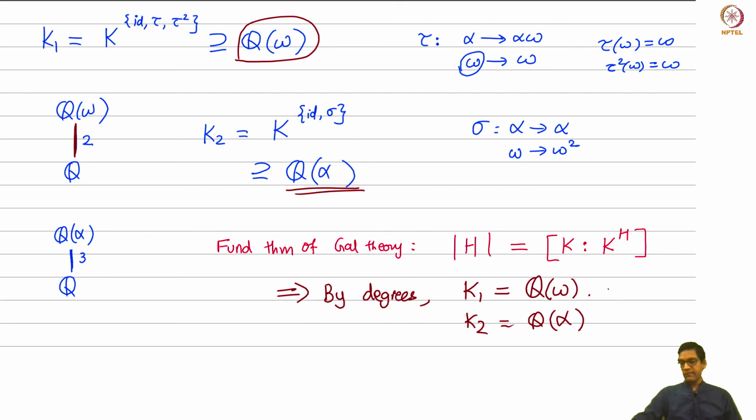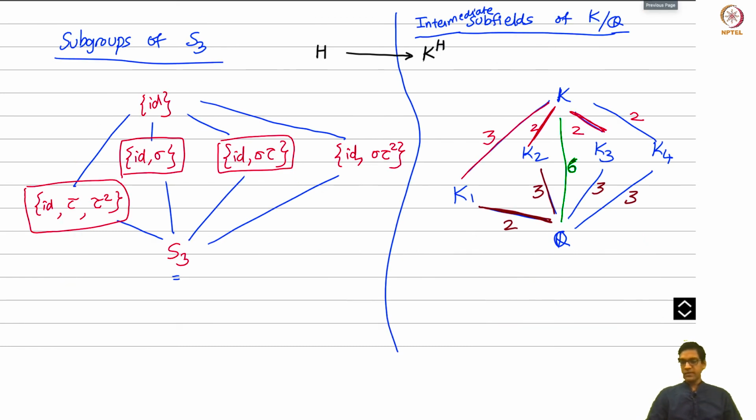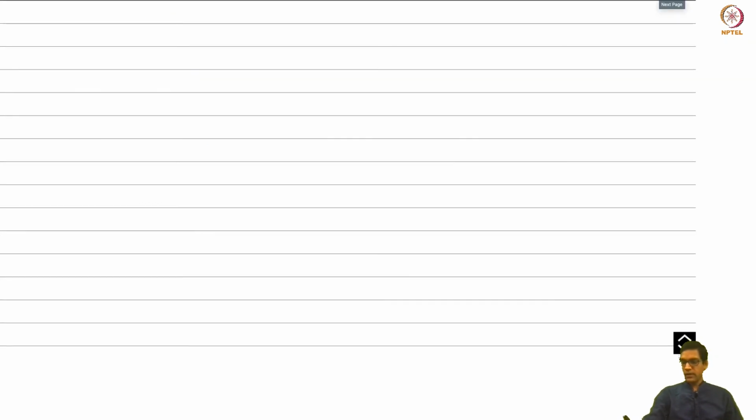Similarly, if you look at the other two fields, K3 will be Q of alpha omega, and K4 turns out to be Q of alpha omega squared. So these are all the degree 3 extensions. So what we have really is, we've sort of looked at the entire fundamental theorem of Galois theory in this case. Good. Now let's do one last computation, and this time not over the field Q, but rather over a finite field.